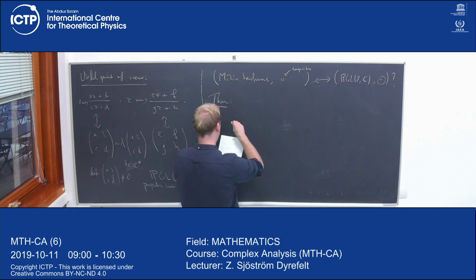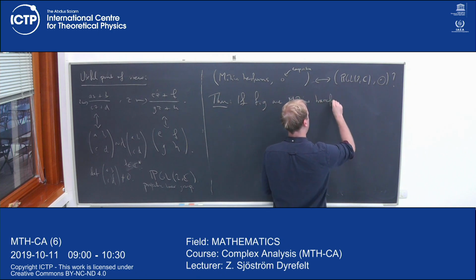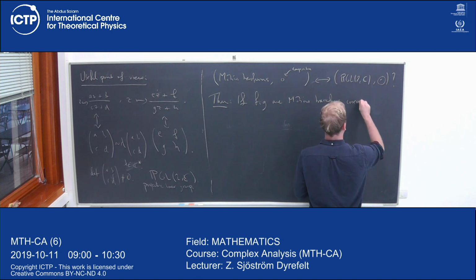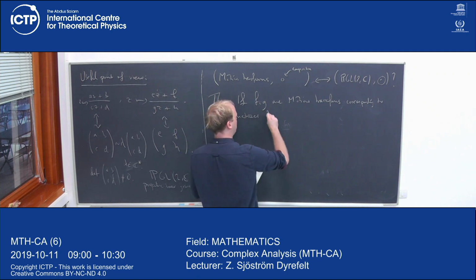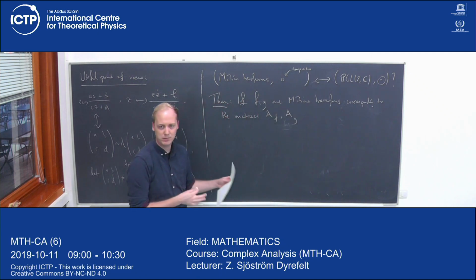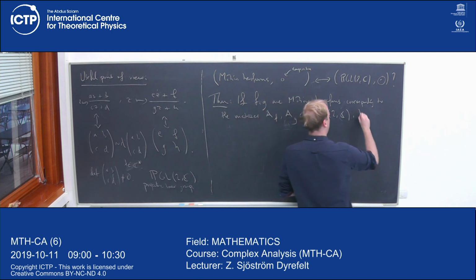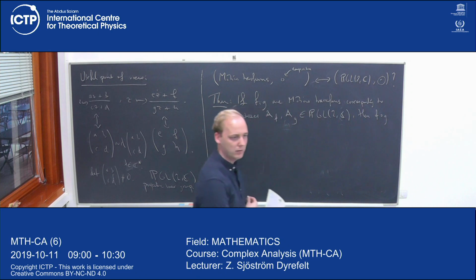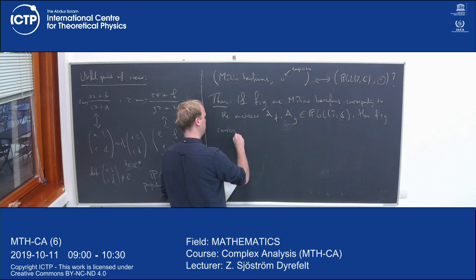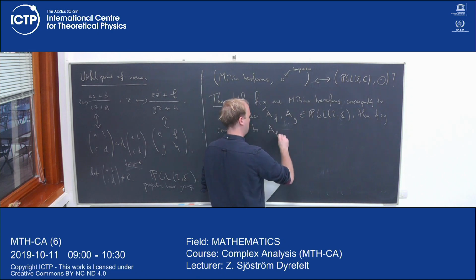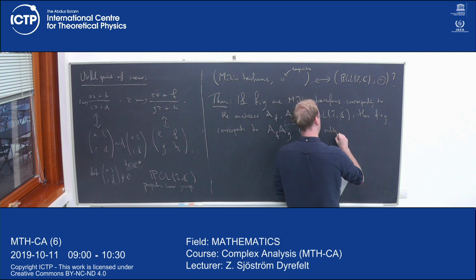So the proposition, or theorem, is that if F and G are Möbius transforms corresponding to the matrices, let's denote them A_F and A_G, the matrices corresponding to F and G, then the composition of F and G, the question I asked earlier, what happens if you compose these two maps, corresponds to A_F times A_G, with matrix multiplication.